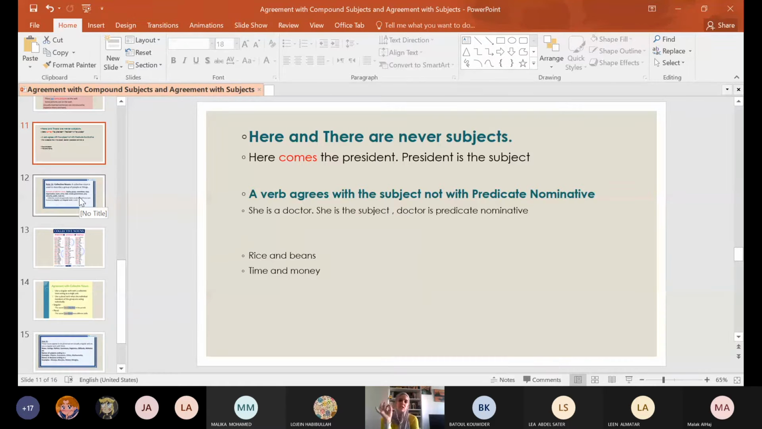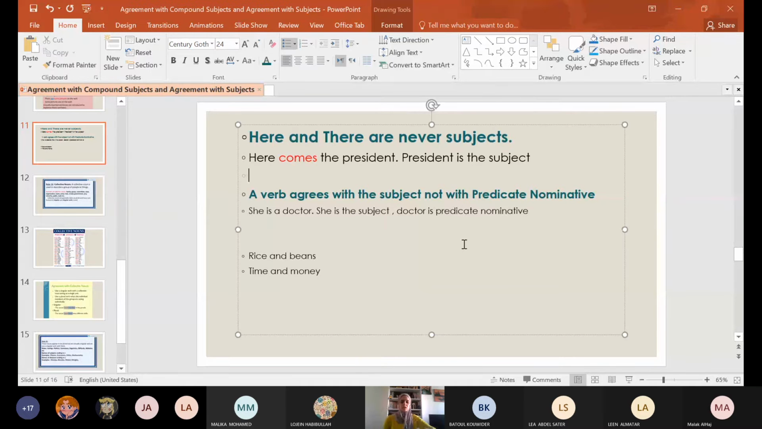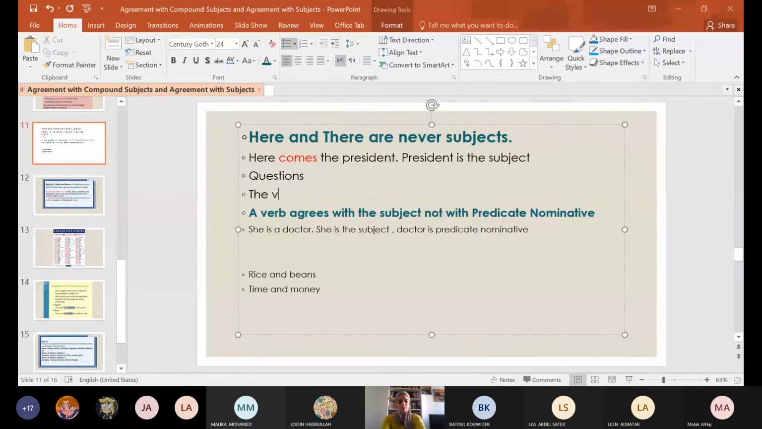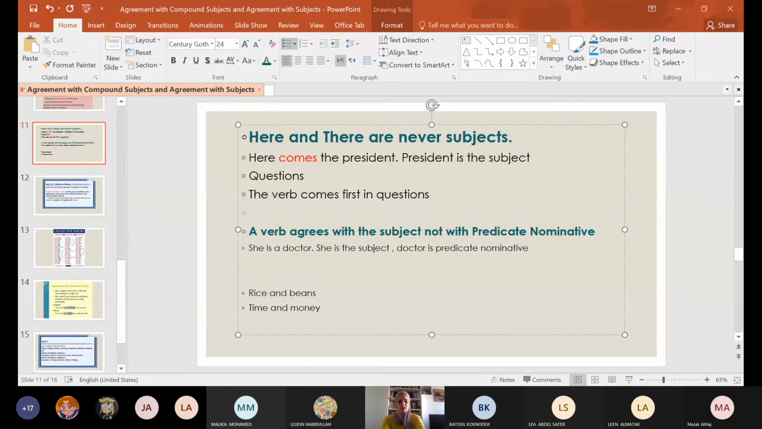So in inverted sentences, the verb comes first. What about questions? In questions also, the verb comes first. How? When I say "does he walk home?", does comes first, then the subject, and then walk. He is the subject.